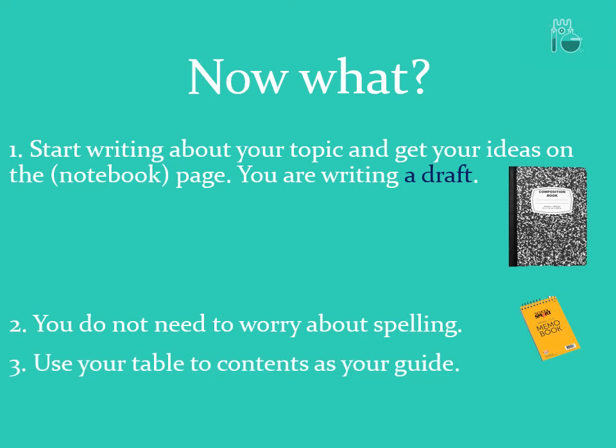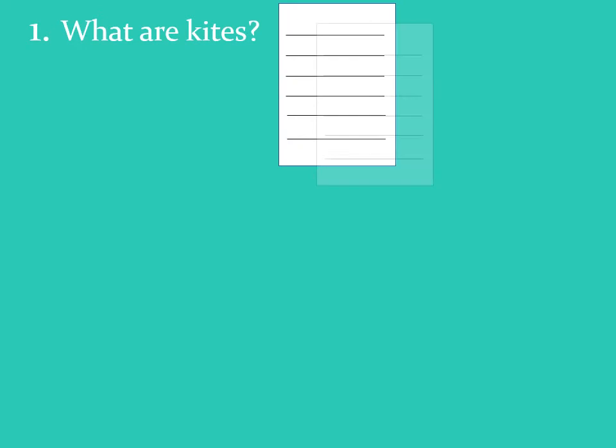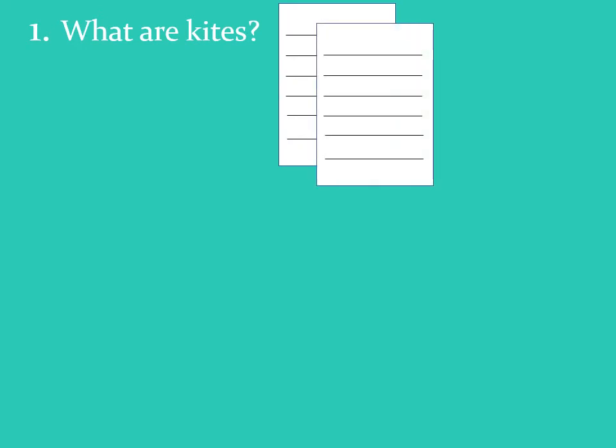And use your table of contents as a guide. Let me show you what I mean. So my table of contents, the first thing I had there was, what are kites? And this is a good idea because it's going to help somebody understand. We just have to imagine they don't know anything about kites. And maybe I'll write about it for 2 pages. I don't know. I'm going to keep going. I'm not going to say I'm only going to do 1 page. I'm going to use as much space as I need.